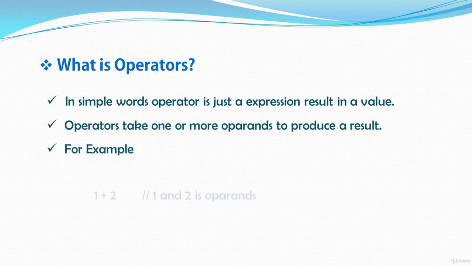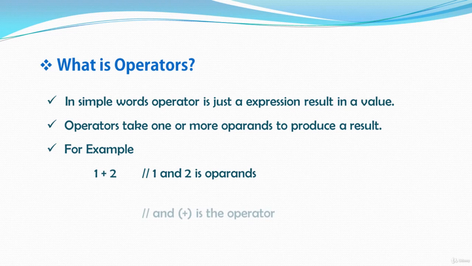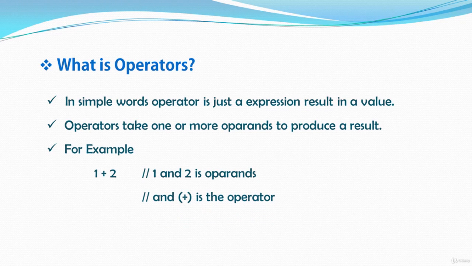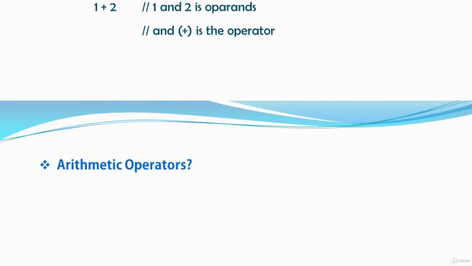For example, I will say 1 plus 2. Here 1 and 2 are operands and the plus sign is the operator. In programming languages, you often see operands called arguments. So we will start our operators from basic mathematics, the arithmetic operators first. As far as I know, you feel comfortable with arithmetic operators because you learned most of them in school. Now let's take a look at the arithmetic operators.